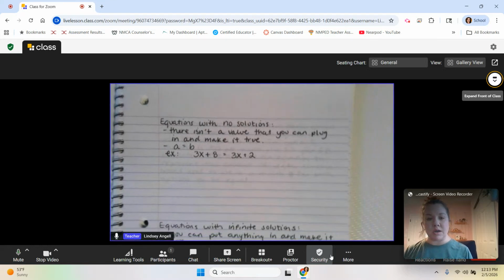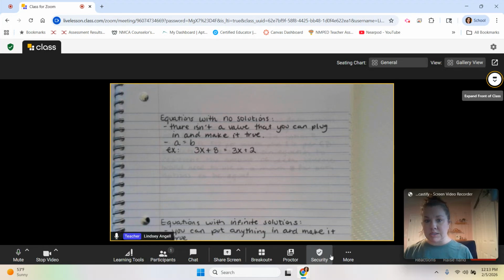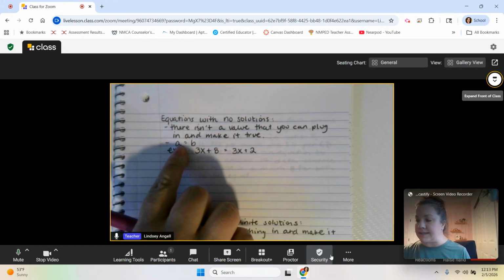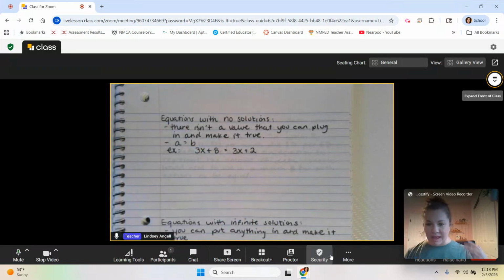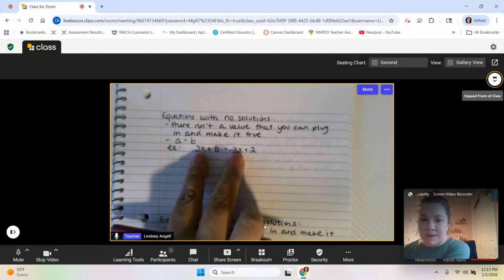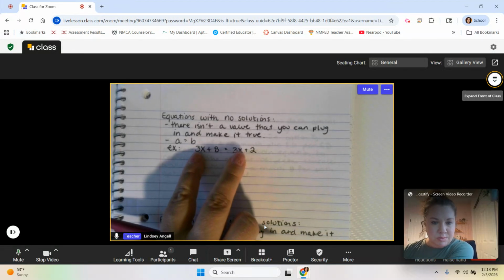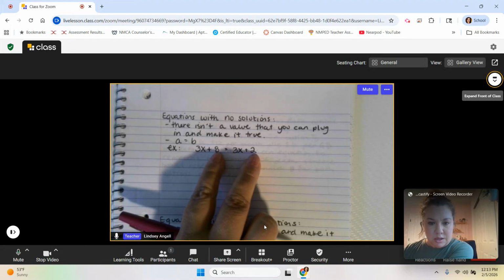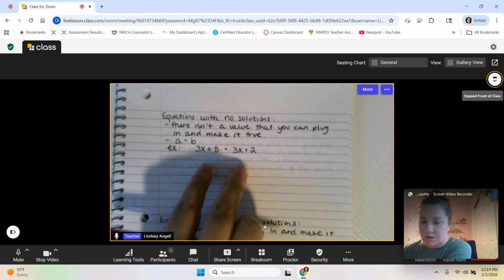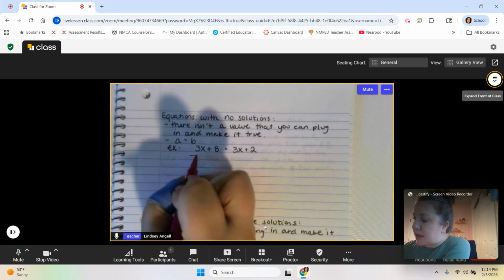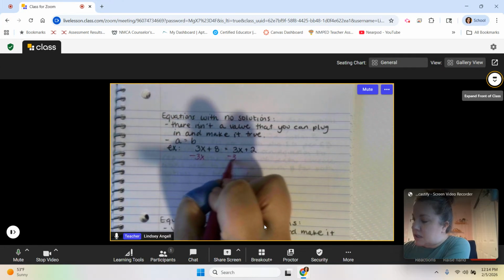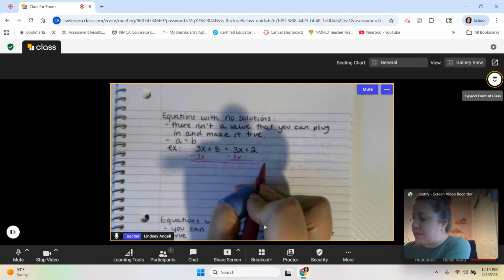Then we've also seen equations with no solutions. So there isn't a value that you can plug in and make it true. So like in your lesson it said a equals b, right? a is never going to be equal to b. So there's no solution that we can put in there. So for example, and you might be able to recognize it right away, if it's 3x on both sides, but then the constants are different, there's nothing we can put in there to make them both true. But again, we can attempt to solve it by subtracting 3x from both sides.